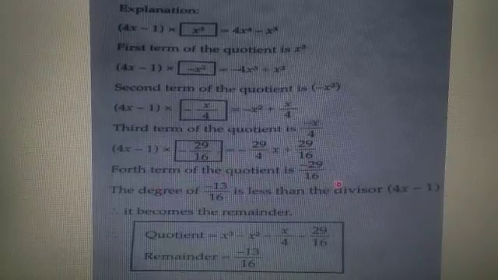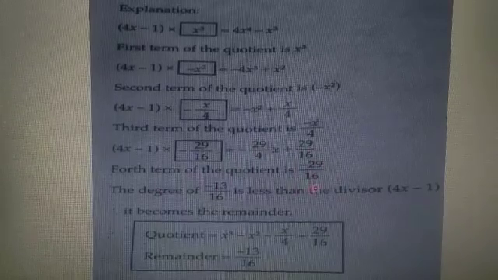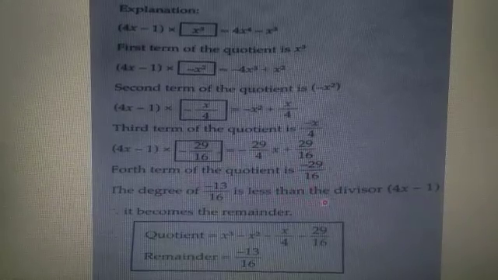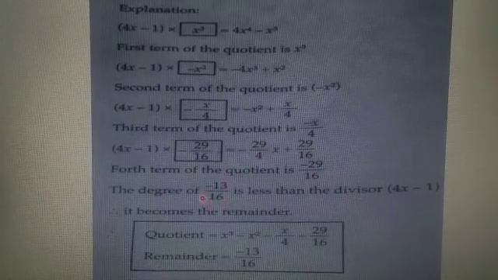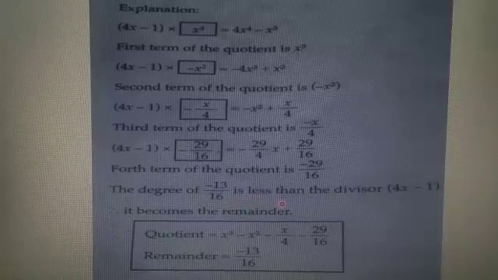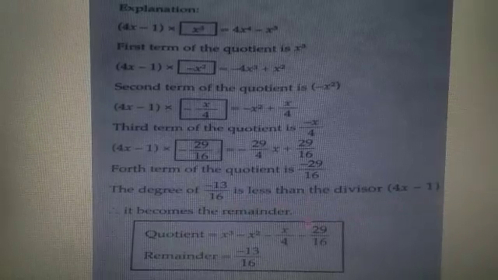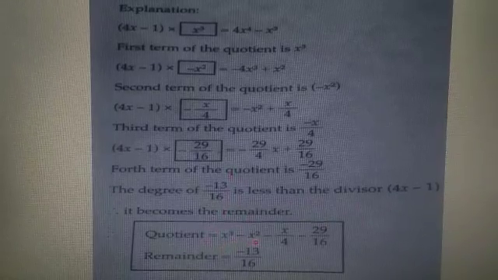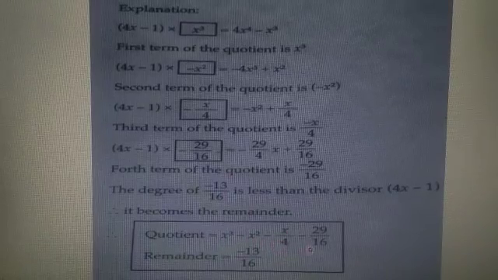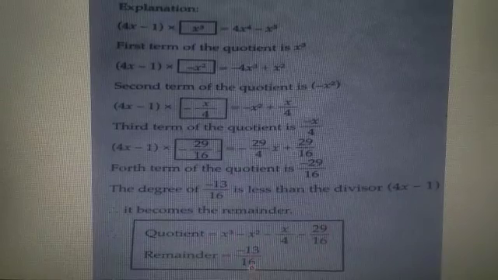So fourth term is what? Quotient fourth term is minus 29 upon 16. Here we stop the division. Why? Because the degree of minus 13 upon 16 is less than the divisor 4x minus 1. Okay, so it becomes the remainder. Now what is the quotient now? x cube minus x square minus x upon 4 minus 29 upon 16, and remainder is minus 13 upon 16.